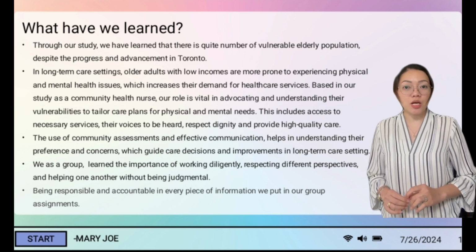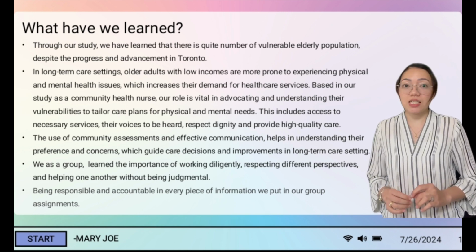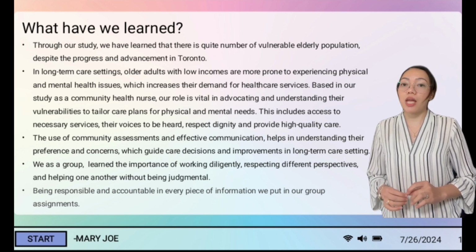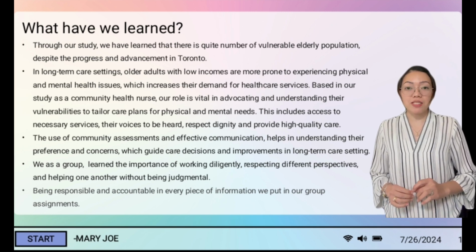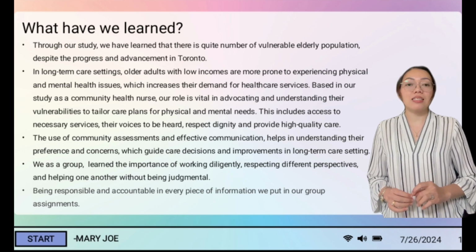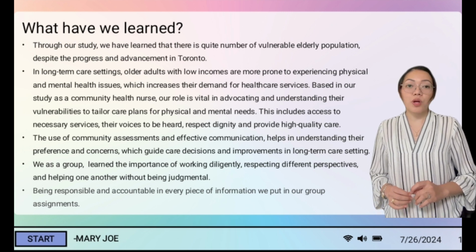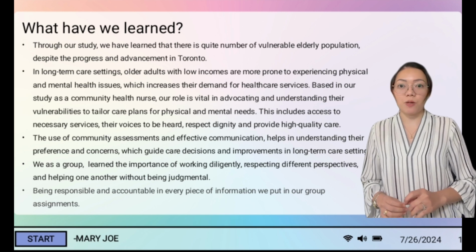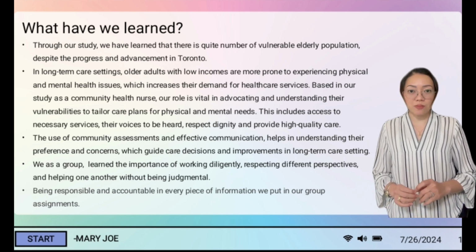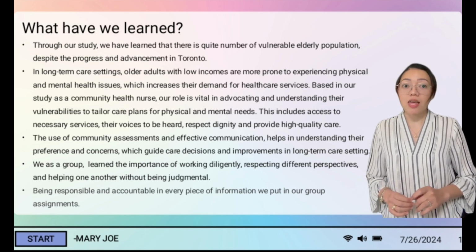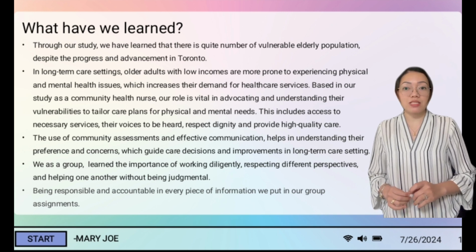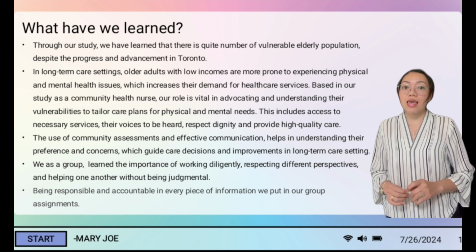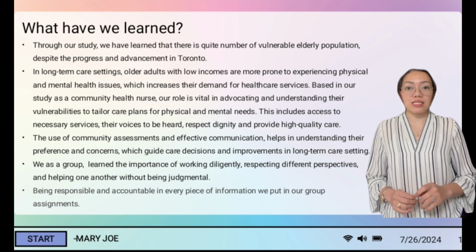As community health nurses, our role is vital in advocating and understanding their vulnerabilities to tailor care plans for physical and mental needs. This includes access to necessary services, to hear their voice, respect dignity, and provide high-quality care. The use of community assessments and effective communication helps in understanding their preferences and concerns, which guide care decisions and improvement in long-term care settings.